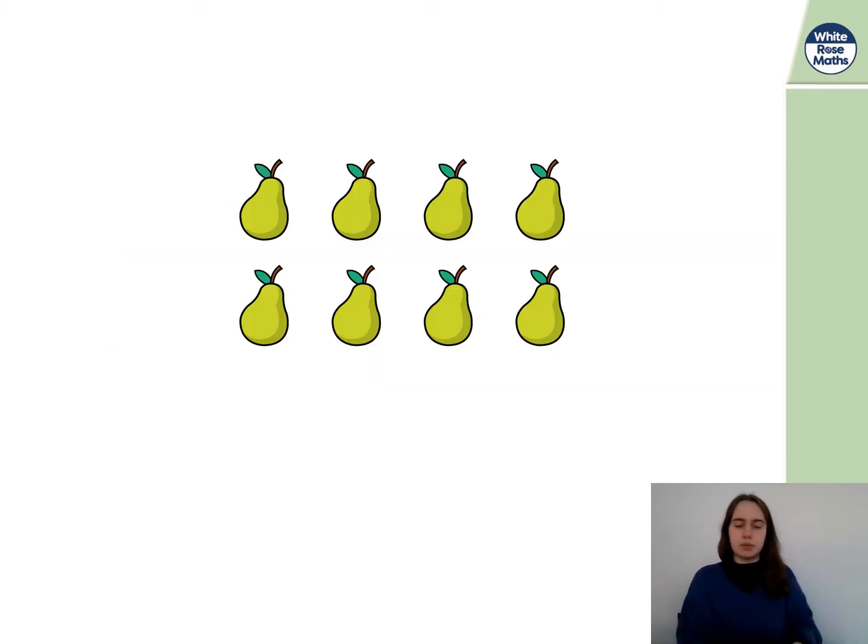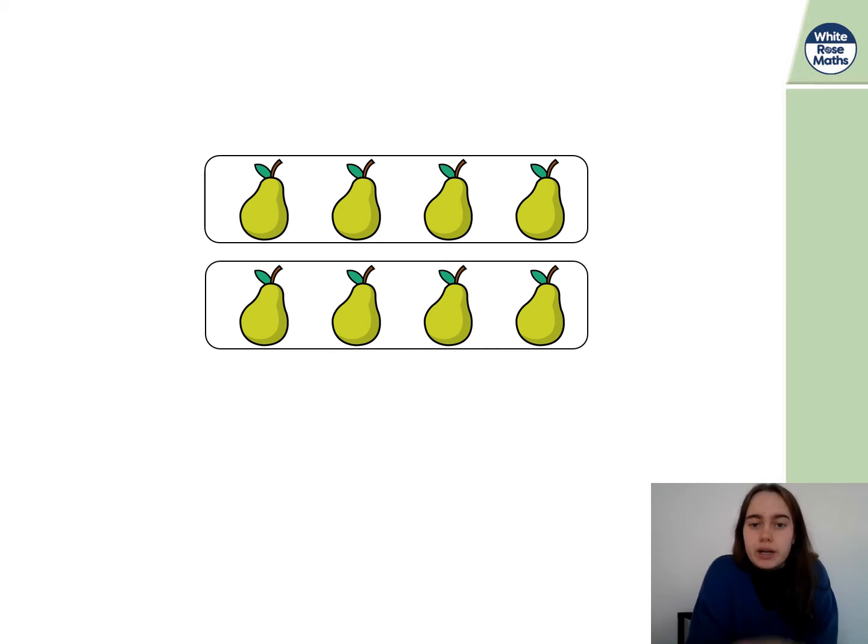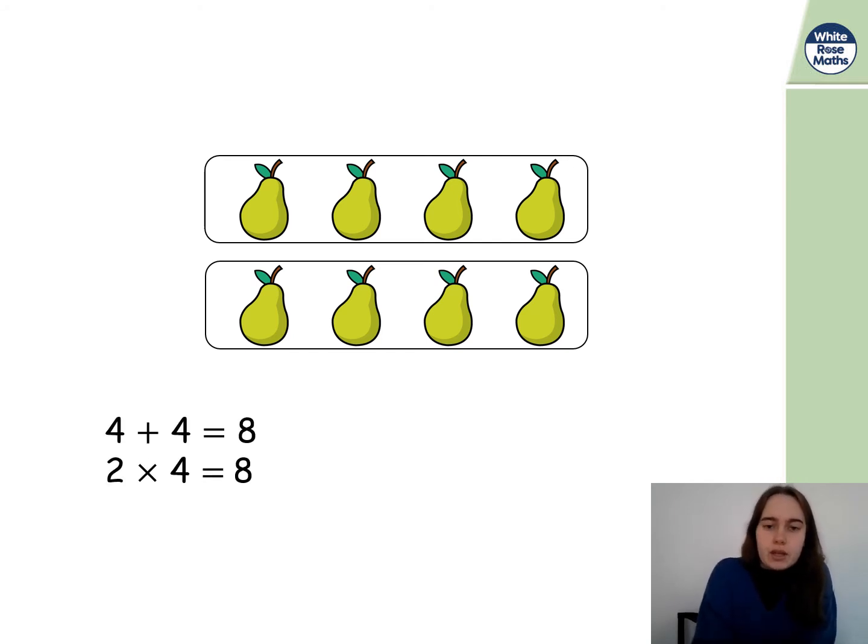So have a look at this one. We've now got, say, an array of pairs. How could we split this up into groups? So we could do it in our rows. So how many groups do I have and how many in each row? I've got 2 equal groups of 4. So I can say 4 add 4 equals 8. Or I could use a multiplication sentence and I could say 2 multiplied by 4 equals 8 because there are 2 equal groups of 4. So that's the same as saying 2 multiplied by 4.